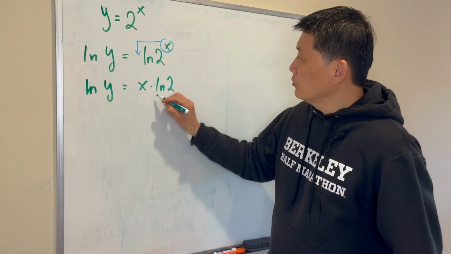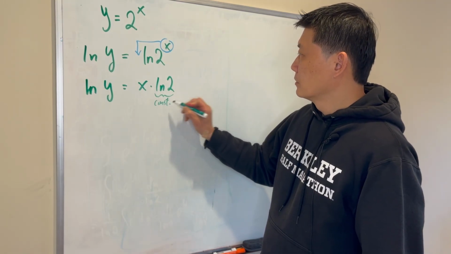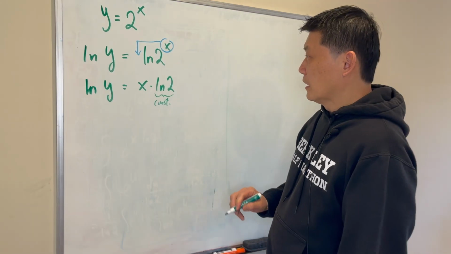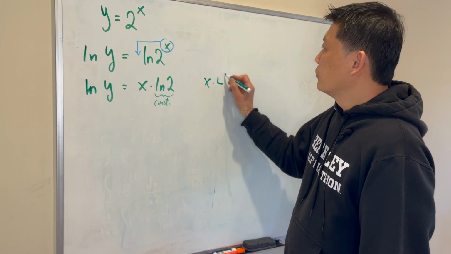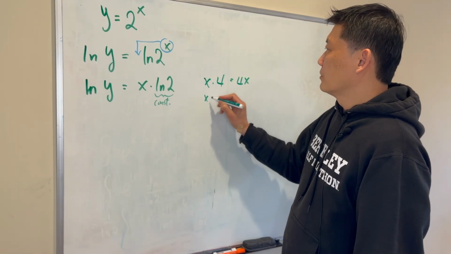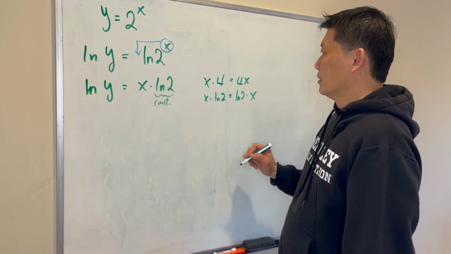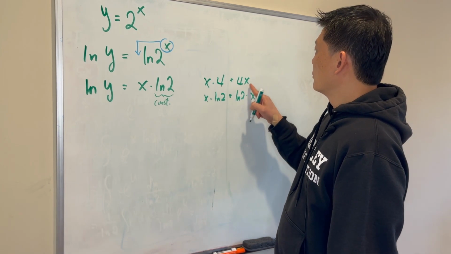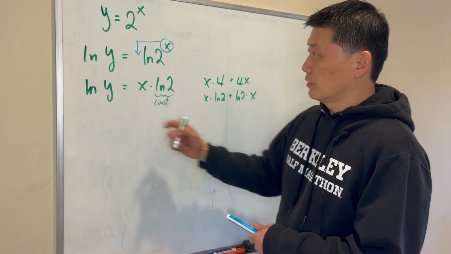Now ln 2 is just a number. This is a constant. It is almost like if you have x times 4, which can be written as 4x, right? So x times ln 2 can be just ln 2 times x. The derivative of 4x will be 4. The derivative of ln 2 times x will be ln 2. So let's take a look at this.